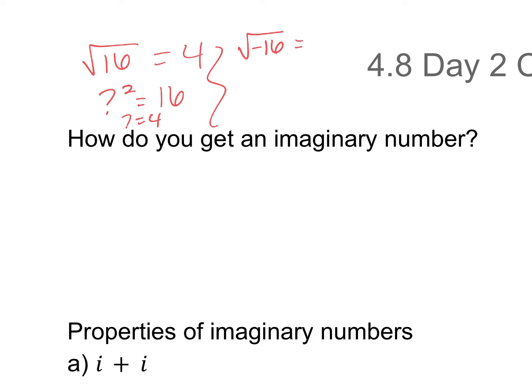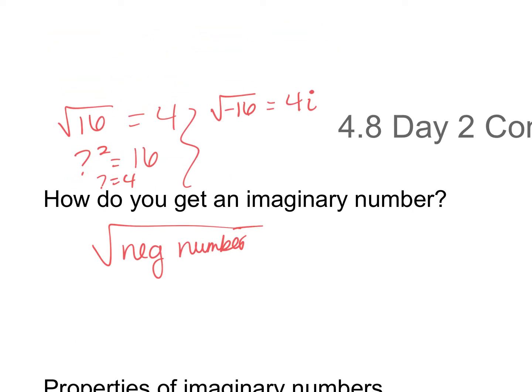So that gives you 4, and then you put this little cursive i with it. So that is 4i, and i is what's called an imaginary number. And there's properties that we're going to do with imaginary numbers and things you can do with them. But right now, just know, how do you get an imaginary number? You square root a negative number. Okay?